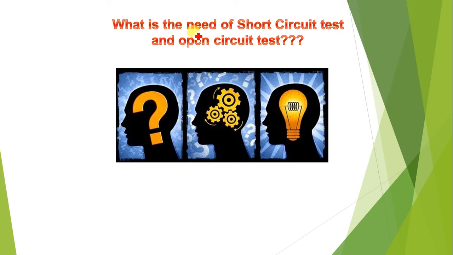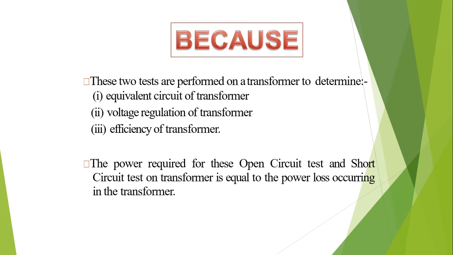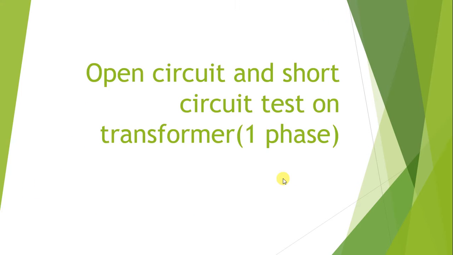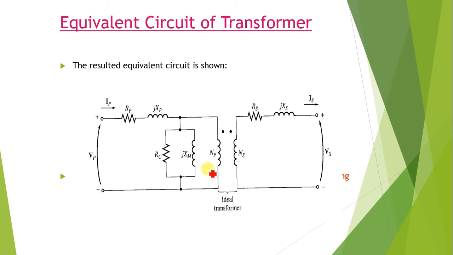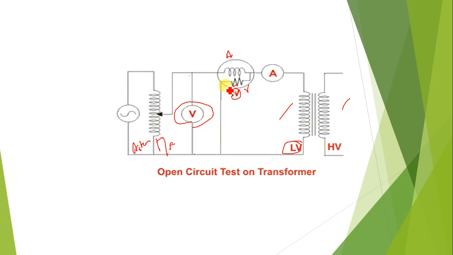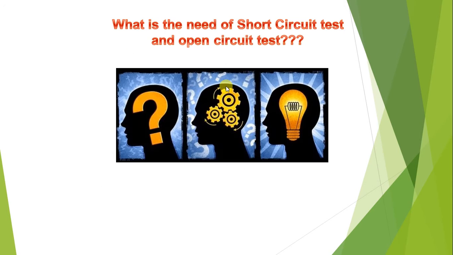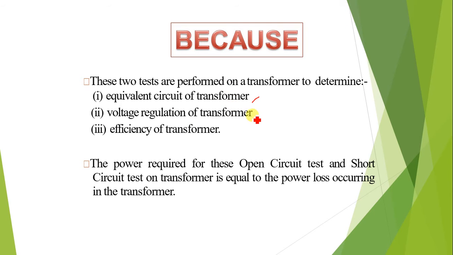What is the need for short circuit and open circuit test? These two tests are basically done in order to determine the equivalent circuit of the transformer. This equivalent circuit of the transformer, in order to find, we can do it only by this test. Then voltage regulation, but voltage regulation we have not discussed anywhere, right? We have not discussed anywhere.